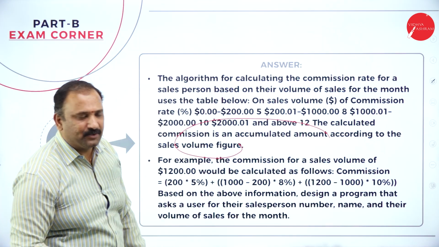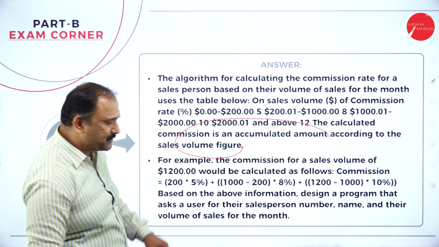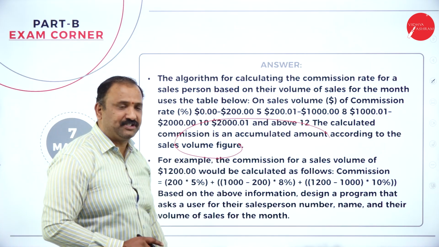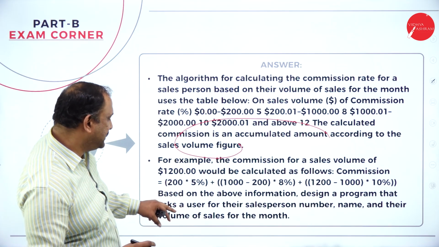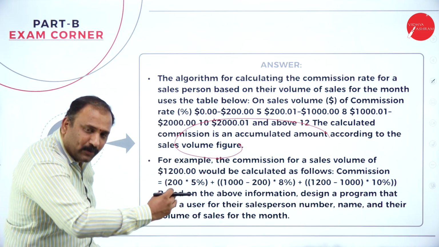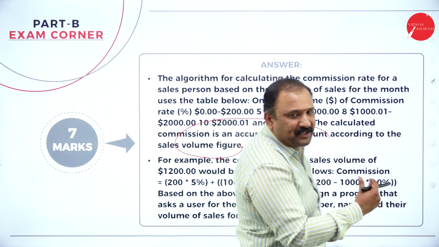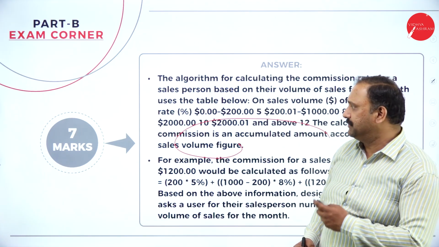Now, for example, how is the commission going to be calculated? For example, 200 into 5% is the commission. The remaining, 1000 minus 200, at 8%, and 1200 minus 1000 at 10%. So you would be able to see that you're going to design a program based on the conditions that have been given here, and based on the percentage, we are going to calculate the commission of the salesperson.